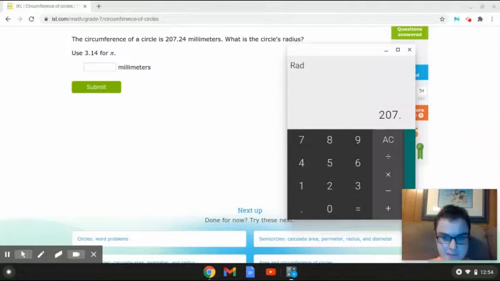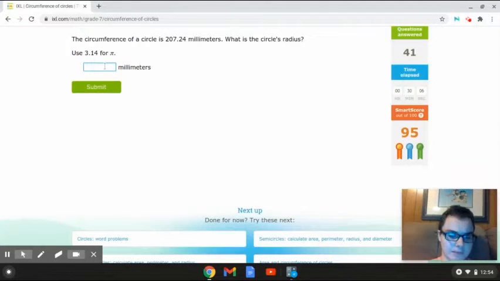So 207.24 divided by 3.14, that will give us 66. Then we divide that answer by 2. Okay, so that will give us 33. So the circle's radius for this problem is 33 millimeters. And that is how to solve this problem. So let's hop on to another one.